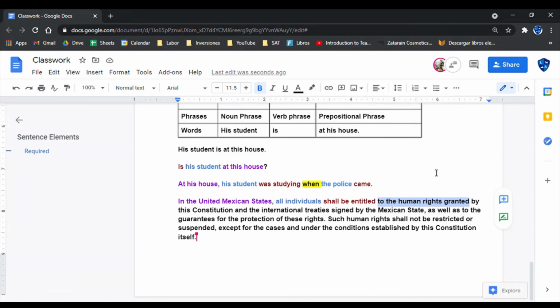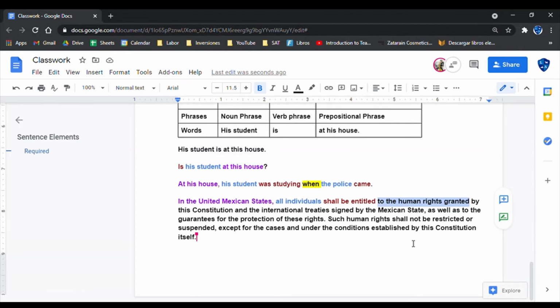Because all the action is impacting these sentences. For example, all the human rights granted impact all individuals. Okay, this is what I want you to focus on and practice, okay?